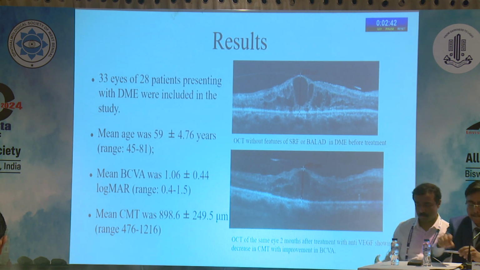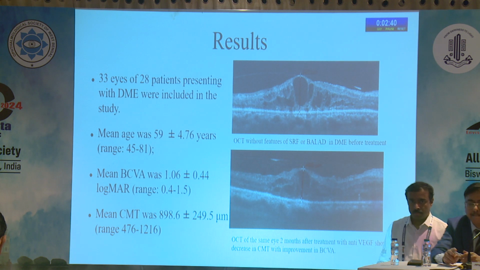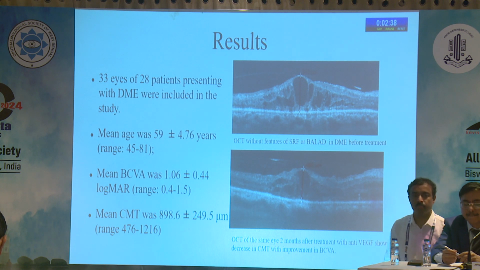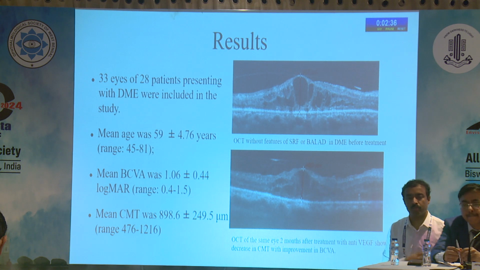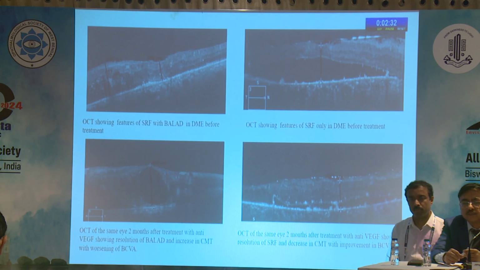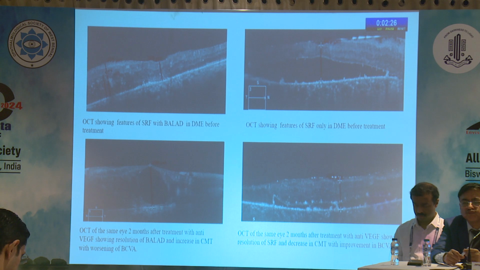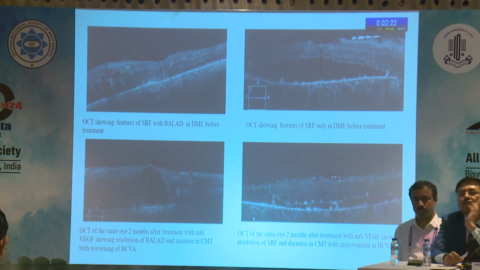The results: 33 eyes of the 28 patients presenting with DME were included. Mean age was 59 years. Mean BCVA was 1.06 logMAR. Mean CMT was 898. These are some of the pictures showing the features of SRF with BLD in DME before treatment and the OCT after treatment, or 2 months after treatment.